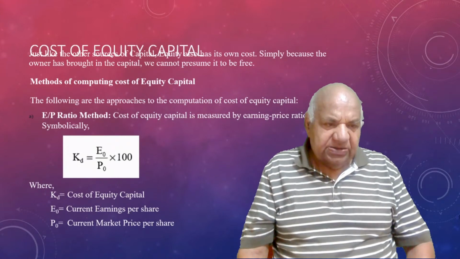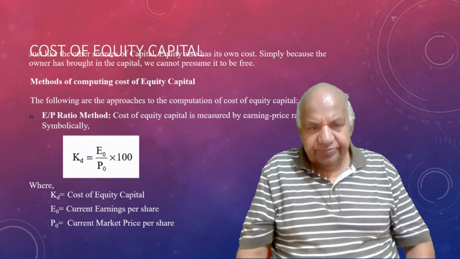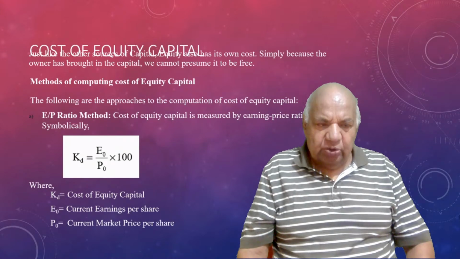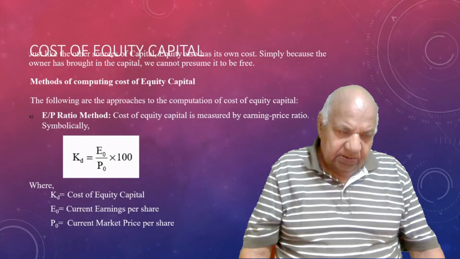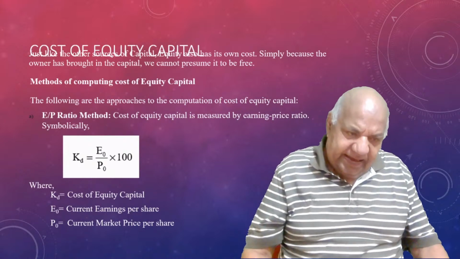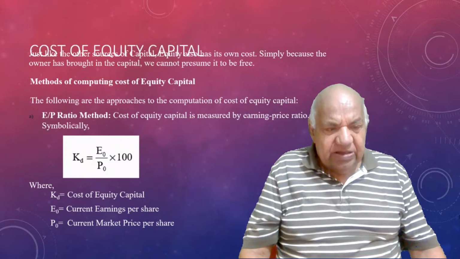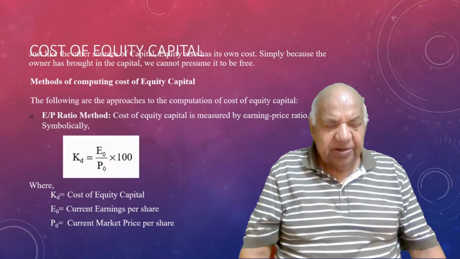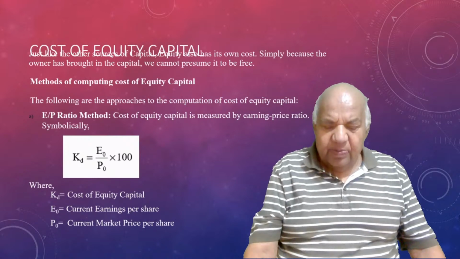The first method is the earning price ratio method. Cost of equity capital is measured by earning price ratio. Symbolically, cost of equity capital, KE, equal to E0 upon P0 multiplied by 100. E0 is current earning per share and P0 is current market price per share.